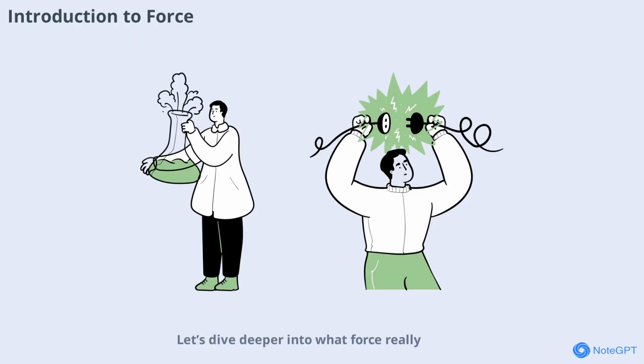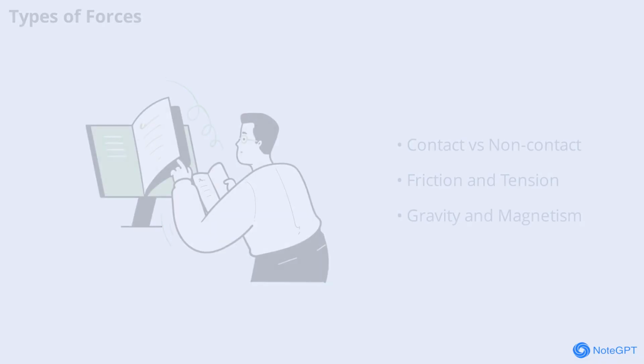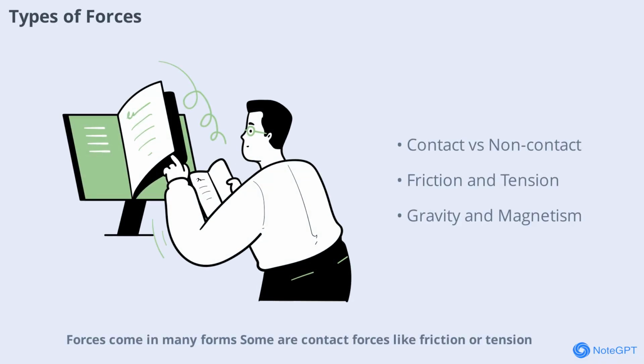Let's dive deeper into what force really means and how it affects our everyday life. Forces come in many forms. Some are contact forces like friction or tension, which require physical contact between objects. Others are non-contact forces such as gravity and magnetism, which act even when objects aren't touching.